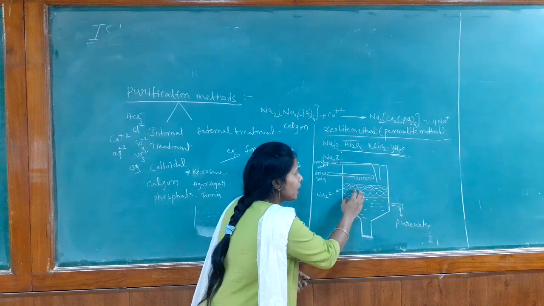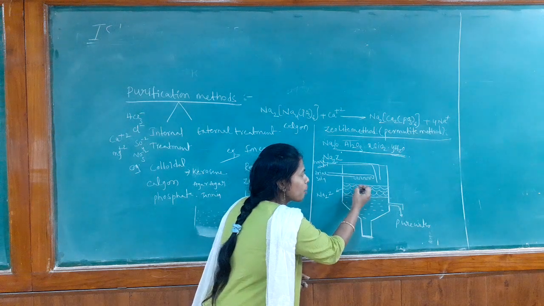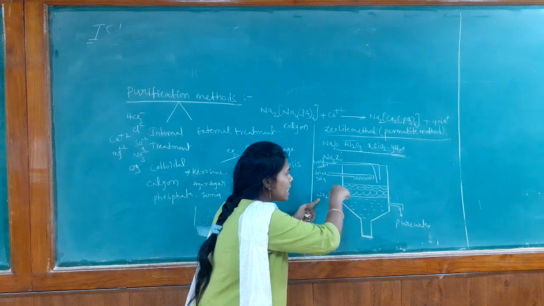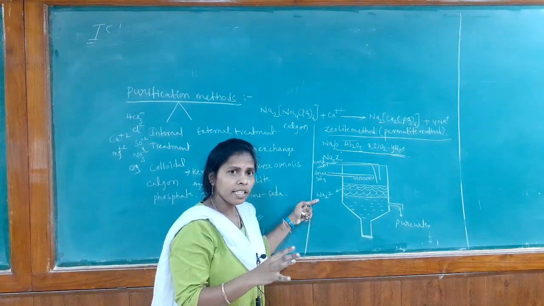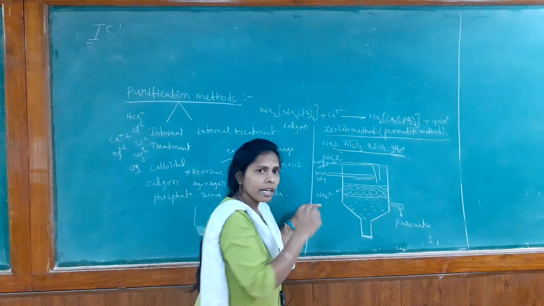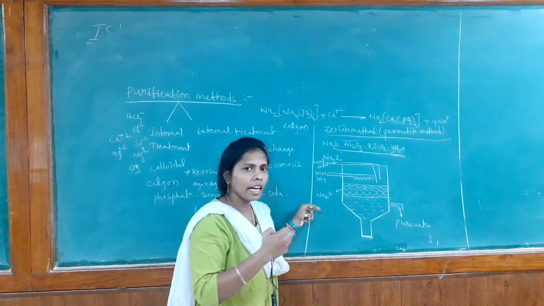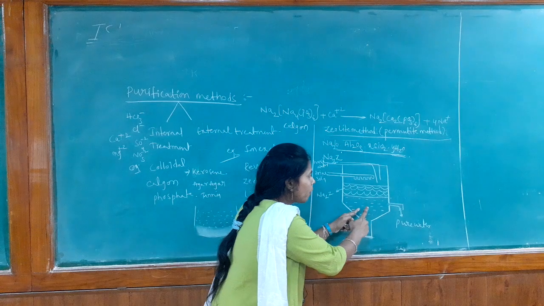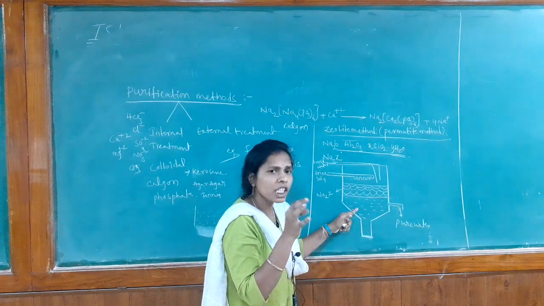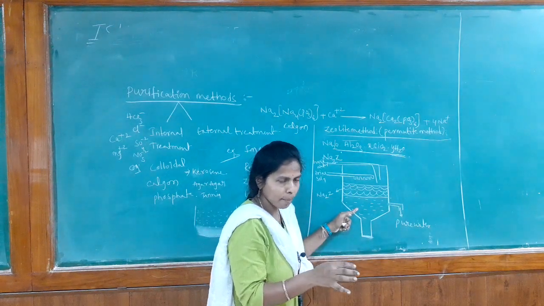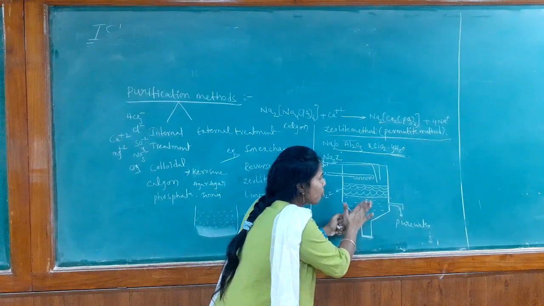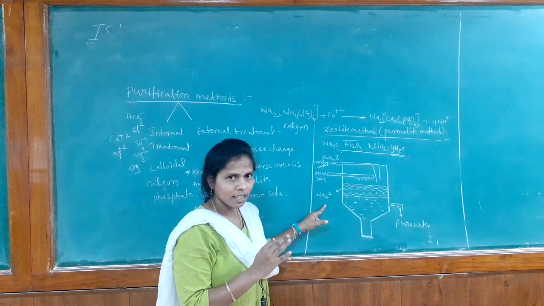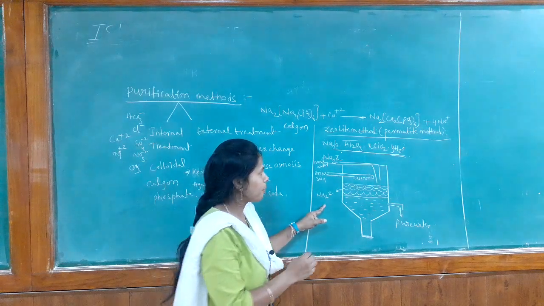The bed holds all the calcium plus 2 and magnesium plus 2, and the sodium ions are released into the water sample. That means the zeolite bed absorbs all the cations, all the hardness causing ions in the water sample, and we get purified water which is free from the cations. Let us see what reaction takes place at the zeolite bed.